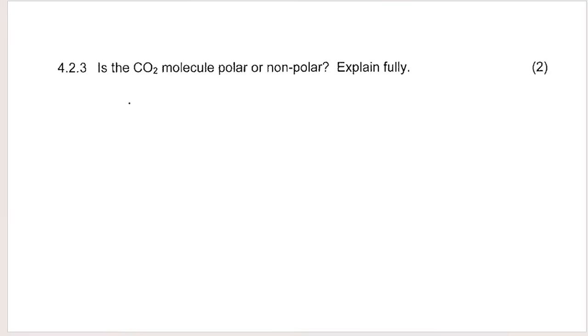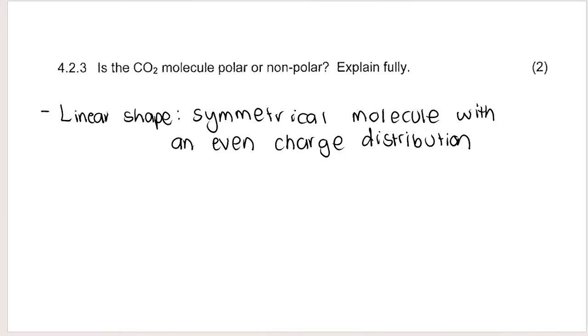And it says, is the CO2 molecule polar or non-polar? Explain fully. It's only 2 marks, but they want you to explain fully. Now first of all, we identified that the CO2 molecule has a linear shape. And that tells us that the molecule is symmetrical with an even charge distribution. Another way that you can say this is you can say that there's no net dipole moments, or you can say that both ends of the CO2 molecule have the same polarity, and because of this, it is a non-polar molecule.